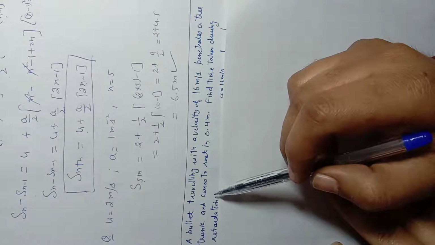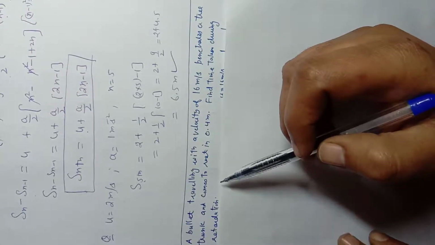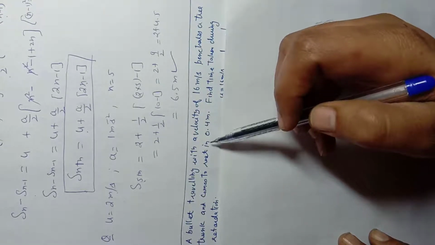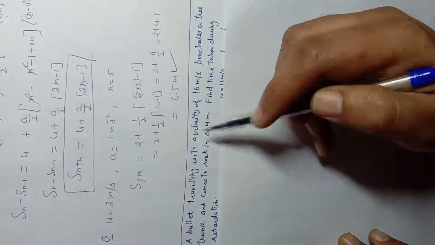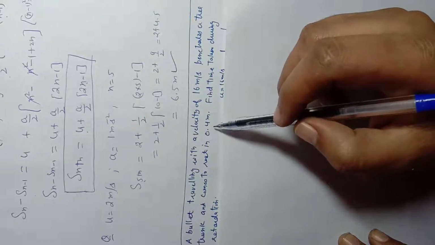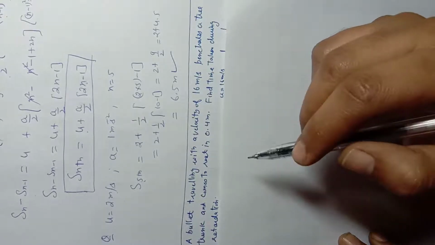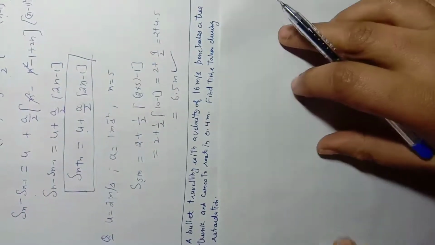So the question is that a bullet is traveling with the speed of 16 meter per second and it hits a tree trunk, and after penetrating a distance of 0.4 meter it comes to a state of rest. So final velocity is 0 after covering a distance of 0.4 meter. So whatever retardation is taking place, it is in this distance. So we have to find the time in which the bullet was stopped, it was brought to rest.